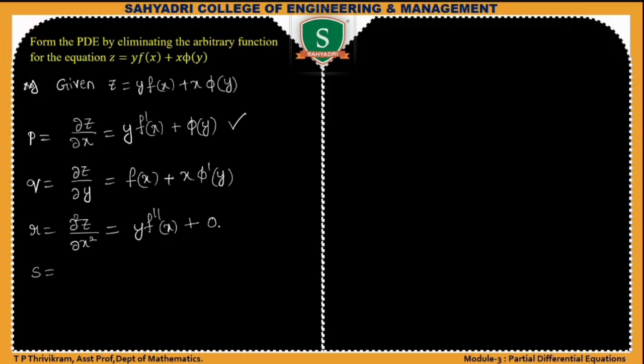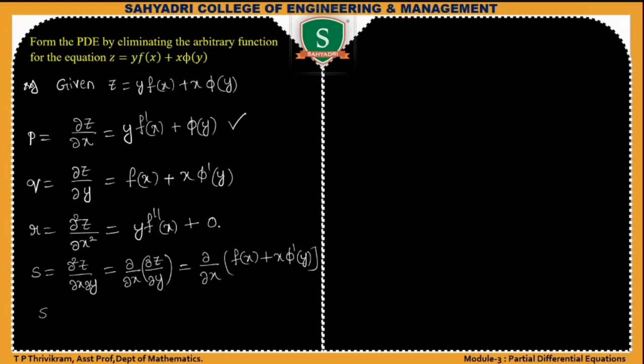S is nothing but ∂²z/∂x∂y, which can be written as ∂/∂x of ∂z/∂y. Sorry, ∂z/∂y. That is ∂/∂x of (∂z/∂y), where z = f(x) + xφ(y), so ∂z/∂y = xφ'(y). This gives f'(x) + φ'(y). Correct. The differentiation of x is 1, and φ'(y) is a function of y, it is constant.